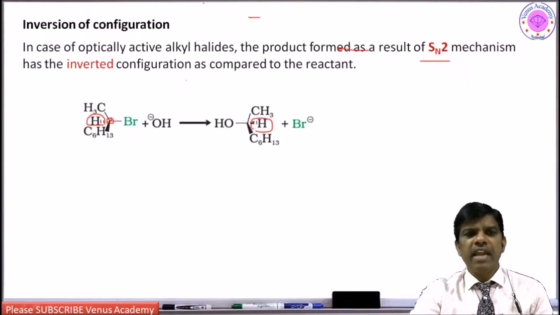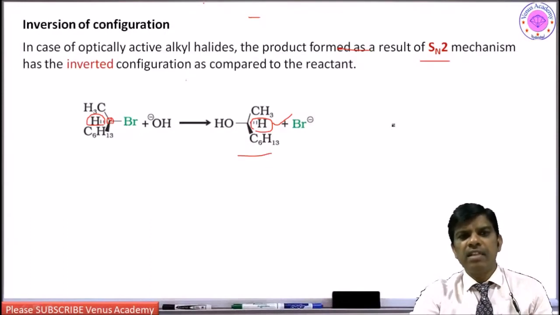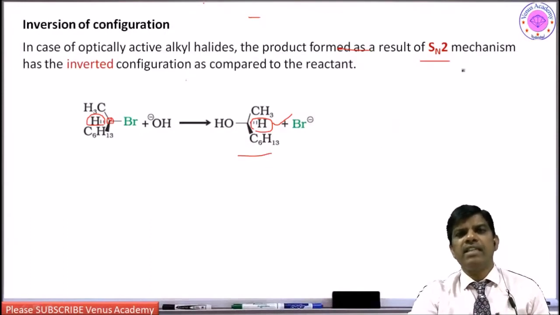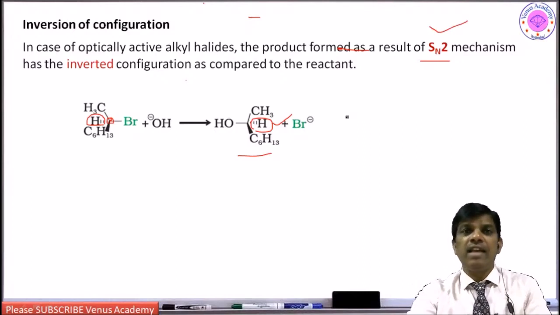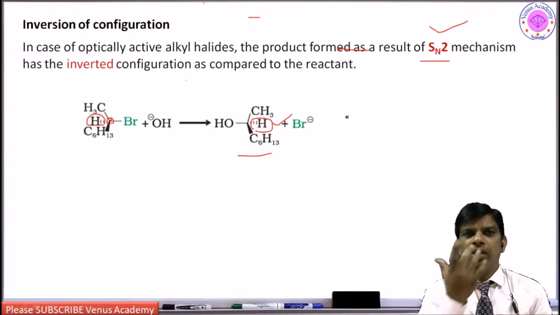Which was on the left side is coming to the right side, whereas these methyl or propyl groups are intact. So this hydrogen is coming to this side. So inversion of configuration is taking place in the SN2 reaction. This inversion is known as Walden inversion. So inversion, inside out or opposite direction, is going to take place.